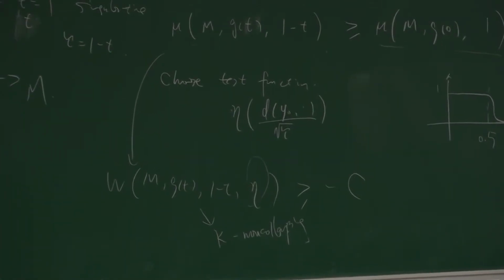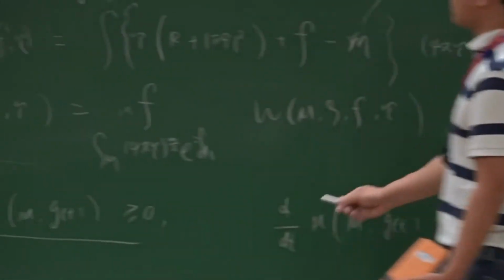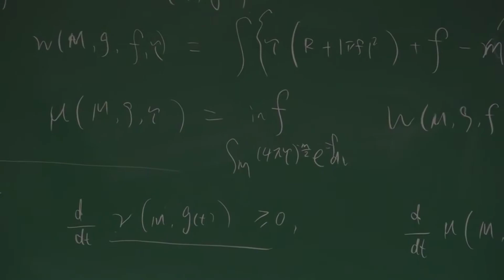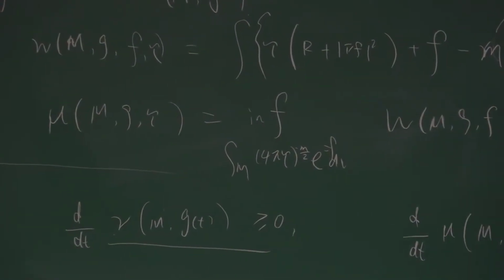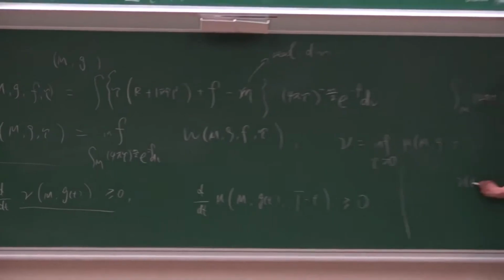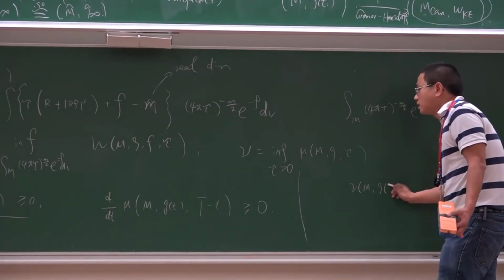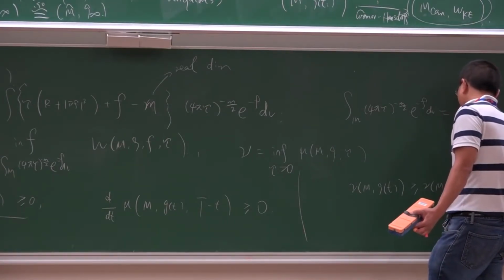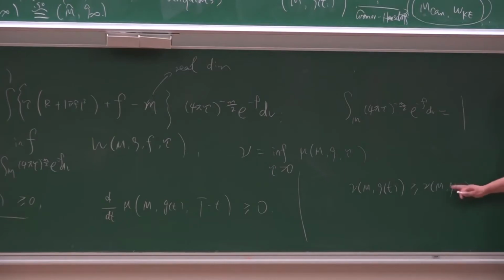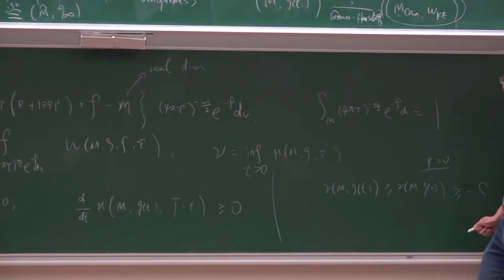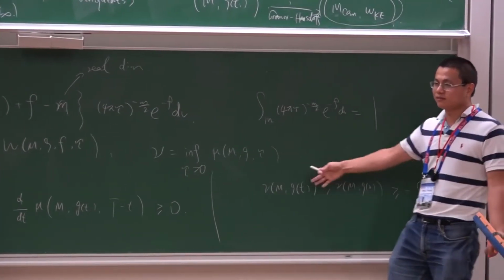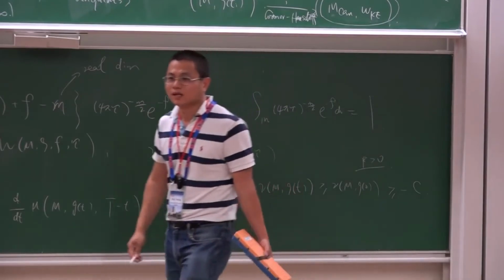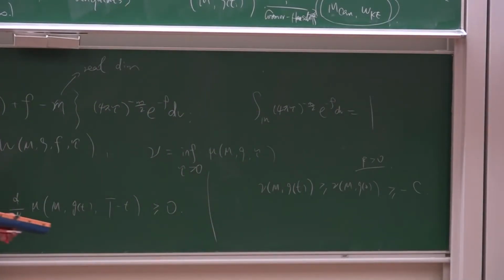Of course, you can apply this mu function directly if you want. If you use this mu function directly, you will see that the mu functional of g(t) is greater or equal to the mu functional of g(0). So suppose the initial scalar curvature is greater than 0, then this will be greater than negative infinity. Then from here you obtain directly that you have the non-collapsing.